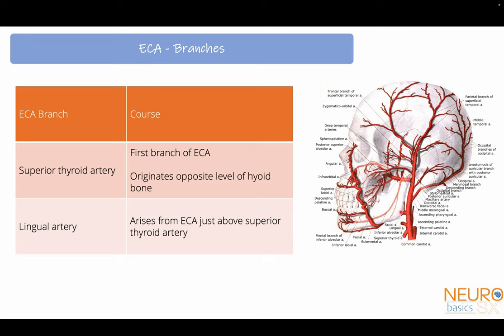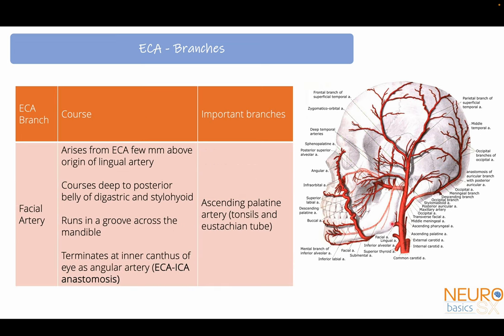There are a lot of anterior branches. The first anterior branch is the superior thyroid artery. This is the first branch of the ECA and it arises at the level of the hyoid bone. The second branch is the lingual artery, which arises just above the point at which the superior thyroid artery arises. The third anterior branch is the facial artery, which arises a few millimeters above the lingual artery.